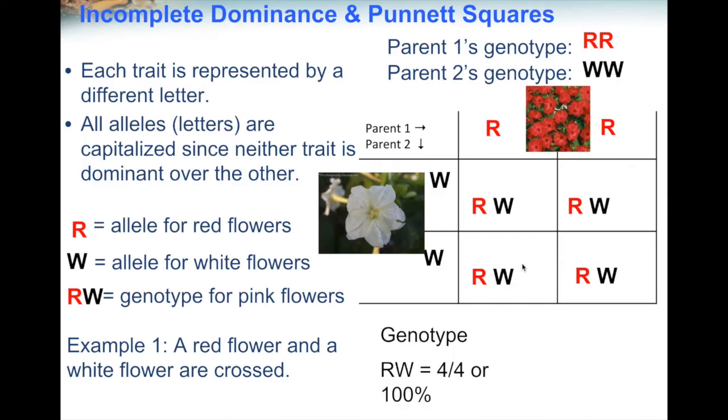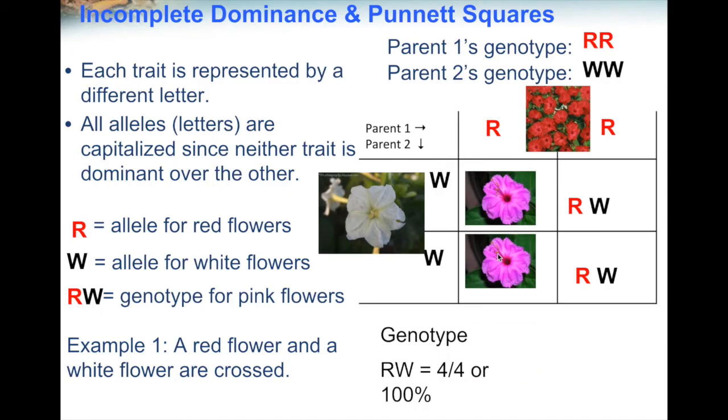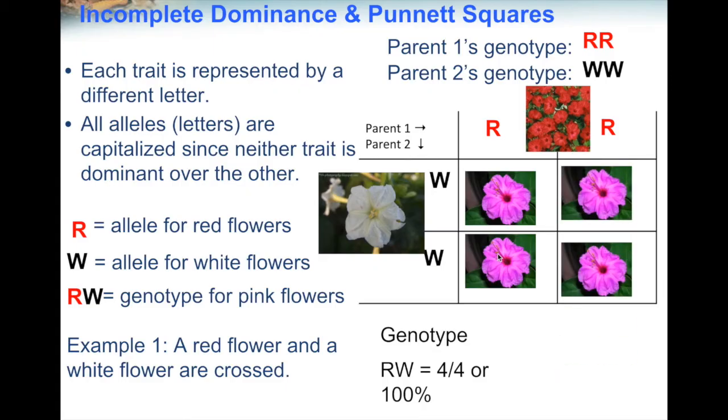Now what about the phenotype? Remember, phenotype means the physical trait. So what does RW represent as a color? Now we said over here RW represents pink flowers. So each one of these will represent pink flowers. And that would be the phenotype of the next offspring. Pink flowers would happen 4 out of the 4 boxes, or 100% of the time.